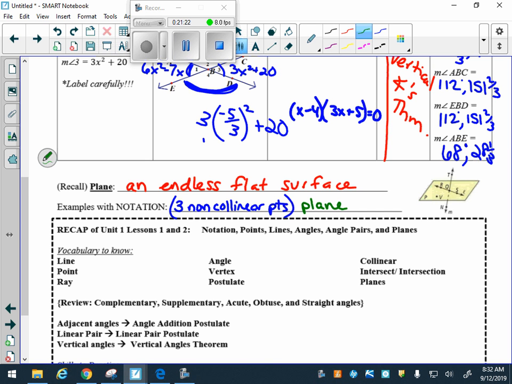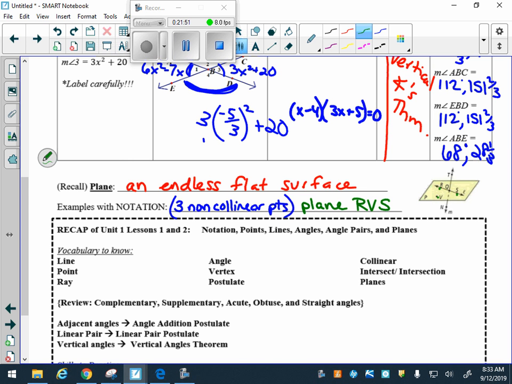So, sorry, I couldn't really hear you. Right, so pick a different one. So R, how about RVS? Right? RVS. Those three are in the plane. They're not all lined up on the same line. Yep.